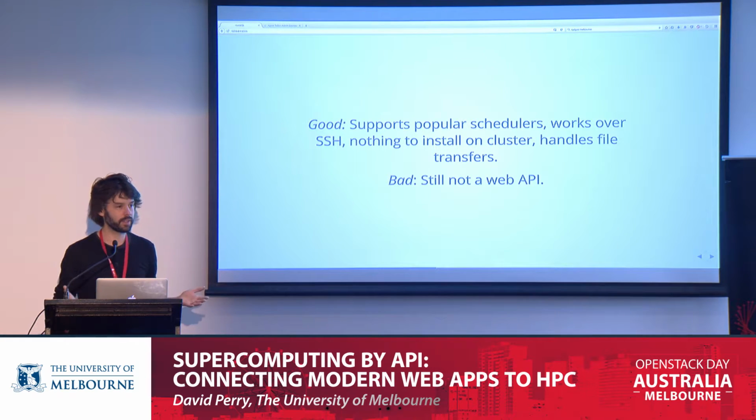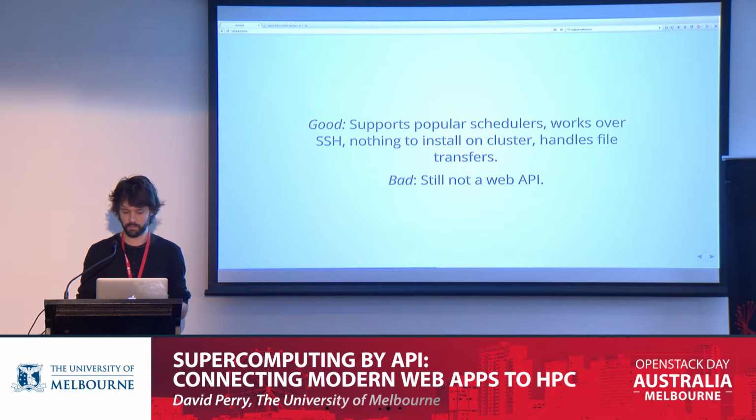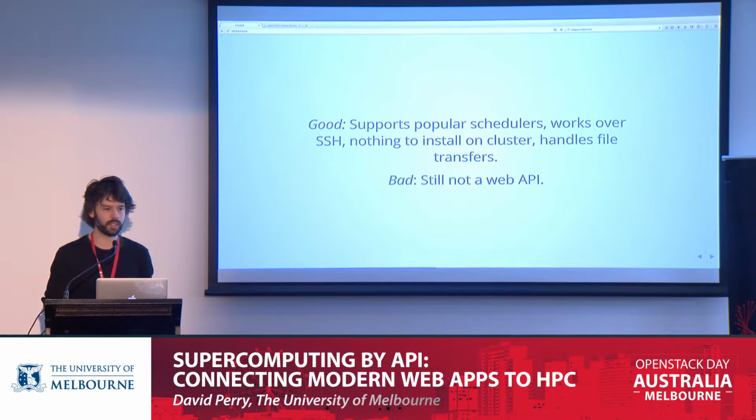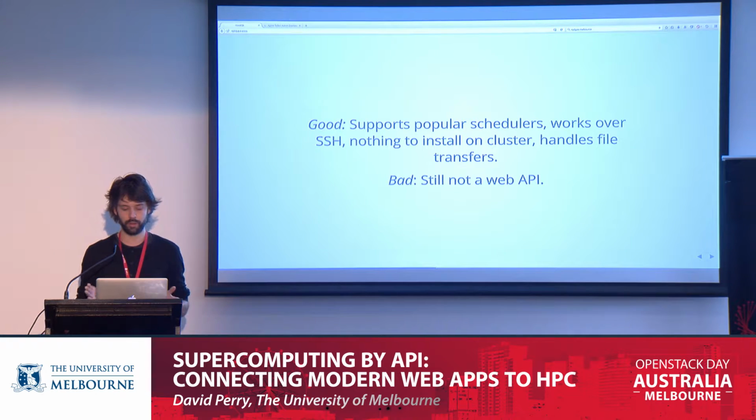I've used this a bit. If you just want something simple, easy to use, Saga's pretty good. It has a nice level of features. Doesn't support as many schedulers as DRMAA, but it's still pretty good. It's still not a web API. Maybe you don't care and you're happy to just work in Python or C or whatever it might be, and that's perfectly good.